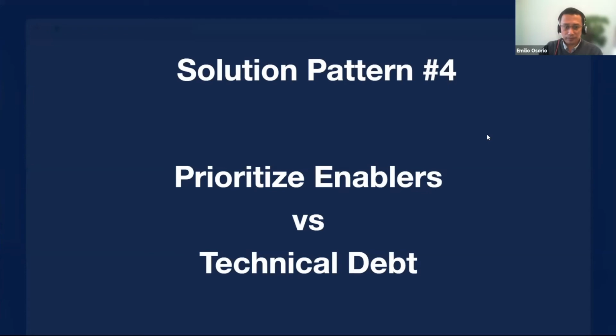All right. Thanks, Emilio, for that. So solution pattern number 4 is prioritizing enablers versus technical debt. Let's talk about technical debt first, kind of being the culprit here. We identified it as one of the patterns of blockage. That technical debt can oftentimes be thought of as a tool. It's like a credit card, right?